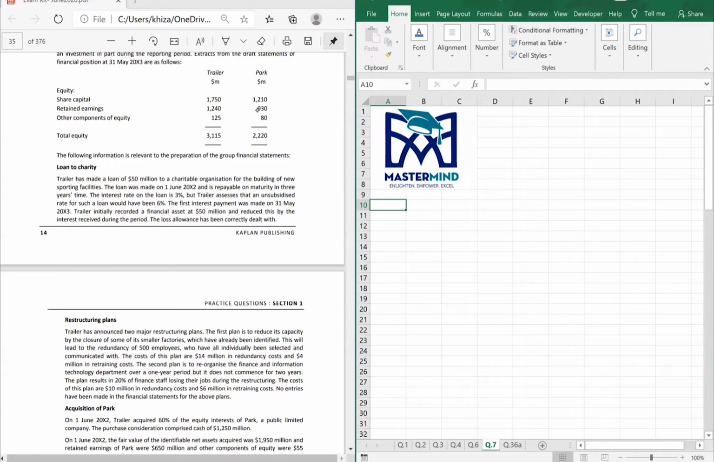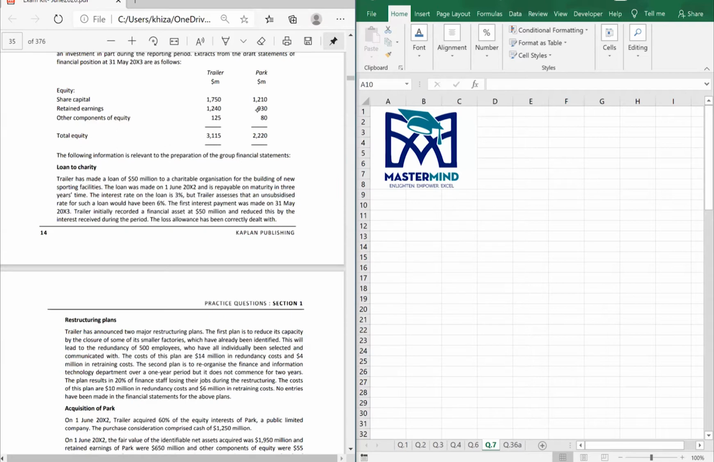The first interest payment was made on 31st May 2023, which is the end of the current year, right? The trader initially recorded a financial asset at $50 million, and reduced this by the interest received during the period, which is par value into coupon rate. All right. The loss allowance has been correctly dealt with, so you don't have to worry about the impairment side of IFRS 9, right? Now, the point is you have to discuss with suitable calculations.